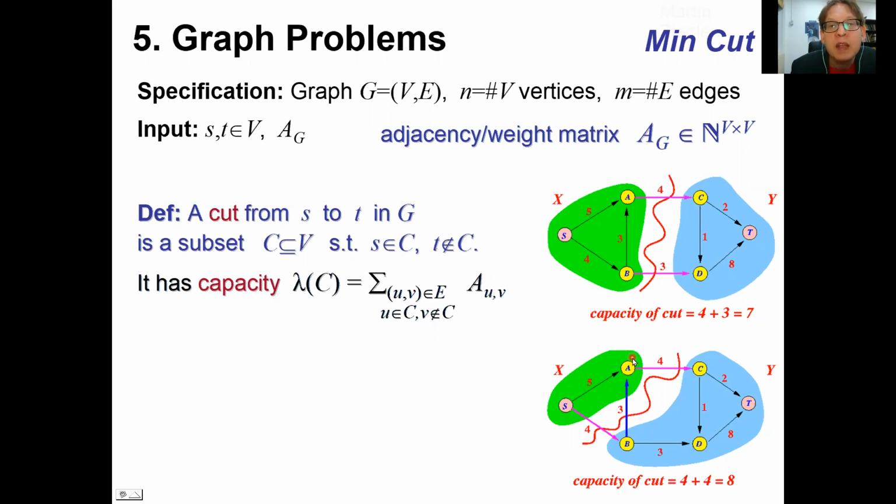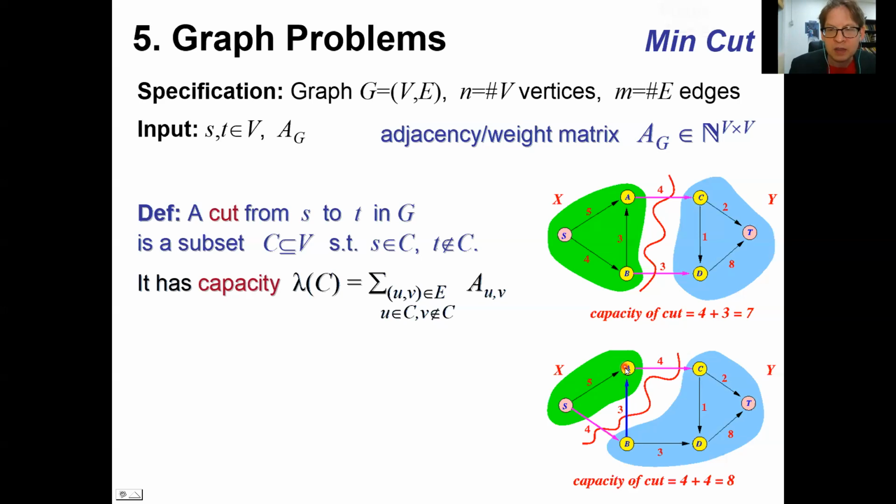And the remaining vertices that are not part of this cut are here again drawn in blue. So this is two vertices here and four vertices here. And the edges that go from the first part to the second part are this edge with capacity 4 and this edge with capacity 4, but not this edge, because this edge is going in the wrong direction. So that's a subtle but important point here.